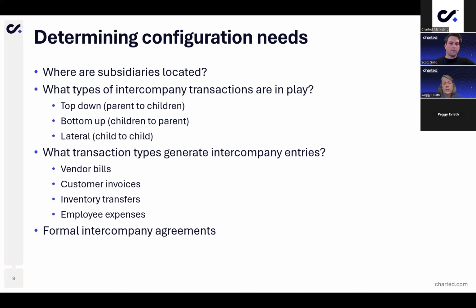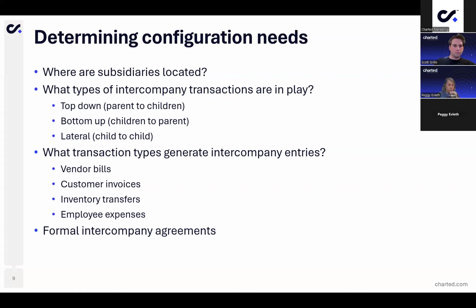What types of transactions generate intercompany entries? Vendor bills. Parent company pays for the corporate tax return, but there are also individual tax returns that need to be prepared. So parent charges all of the entities for a portion of that bill. Customer invoices. So that was the scenario that I just presented. Company A does the billing to customer A, but company B, it's company B's revenue.